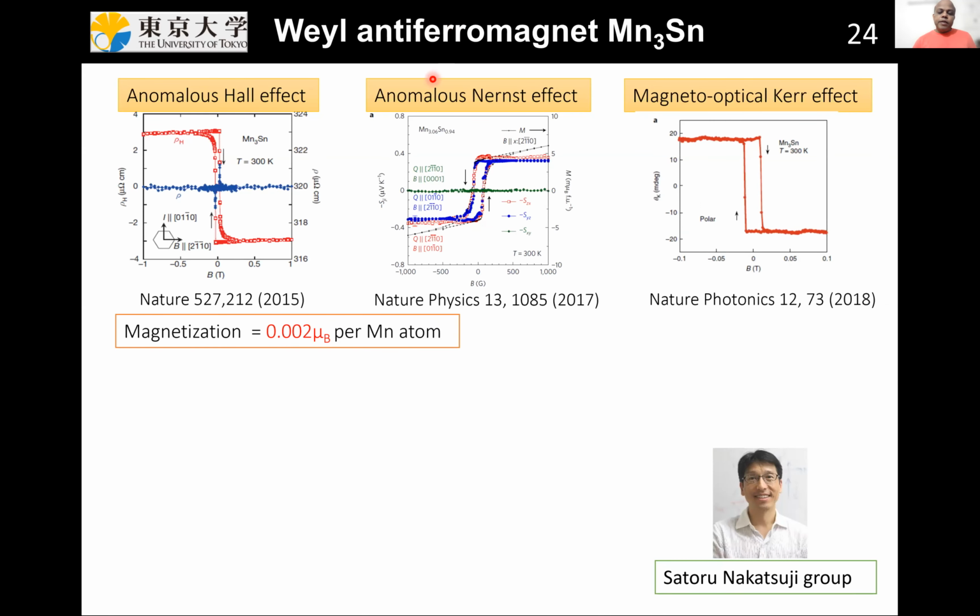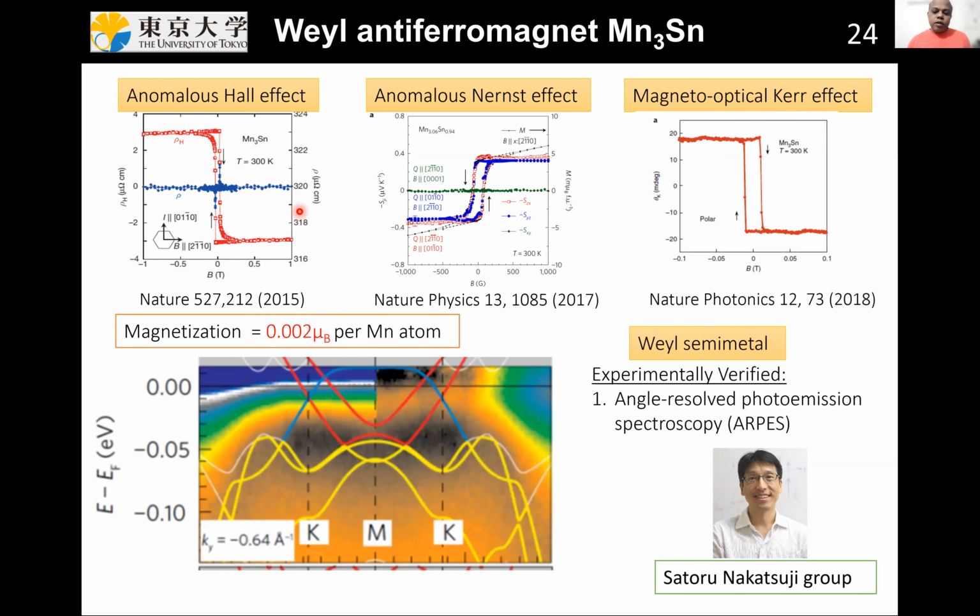Actually, this Mn3Sn material was discovered in the Satoru Nakatsuji group at the University of Tokyo, where I was also working. What we found was that although this is an antiferromagnet with an almost negligible magnetic moment, it shows a large anomalous Hall effect, a large anomalous Nernst effect, and a large magneto-optical Kerr effect. This was a bit surprising because all these effects are only observed in ferromagnets. Nobody had seen these effects in an antiferromagnet. So we were very curious what the reason was for this kind of large transverse transport effect.